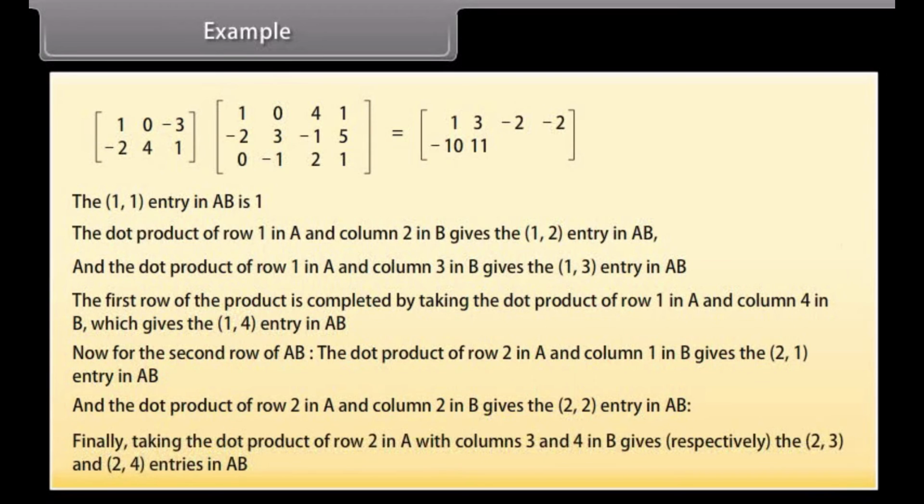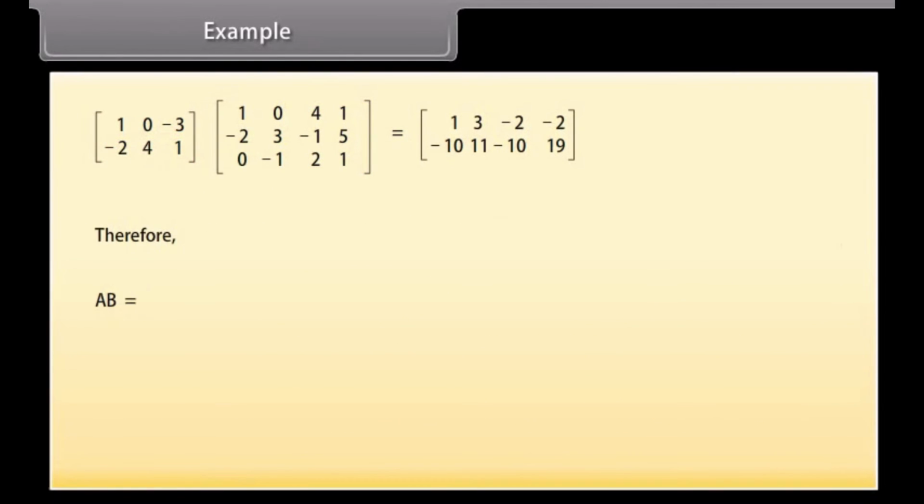Finally, taking the dot product of row 2 in A with columns 3 and 4 in B gives respectively the 2, 3 and 2, 4 entries in AB. Therefore, AB can be solved to the matrix, row-wise: first row 1, 3, minus 2, minus 2; second row minus 10, 11, minus 10, 19.